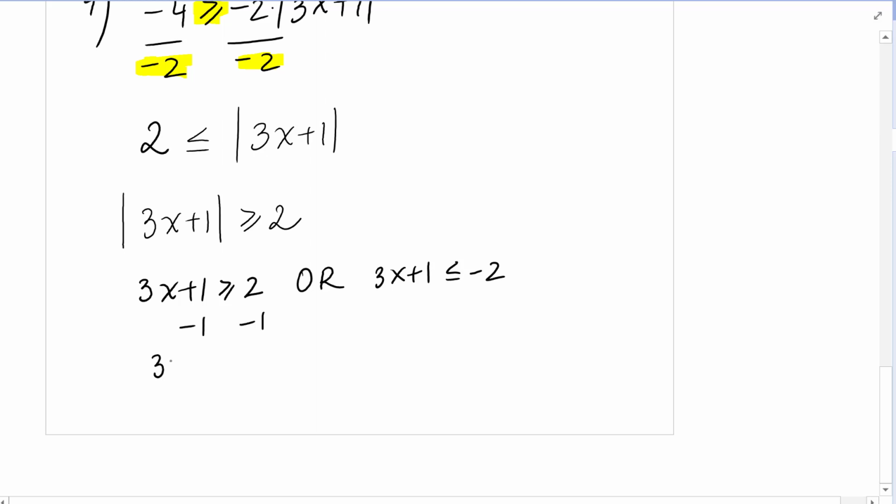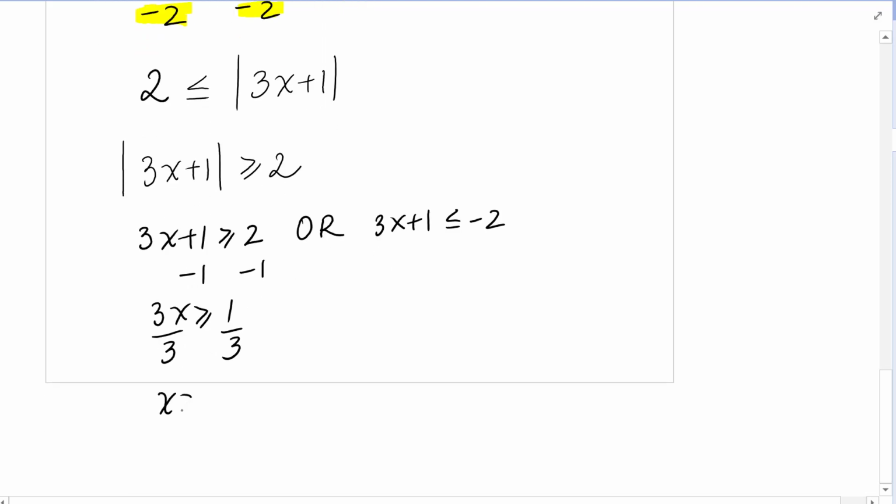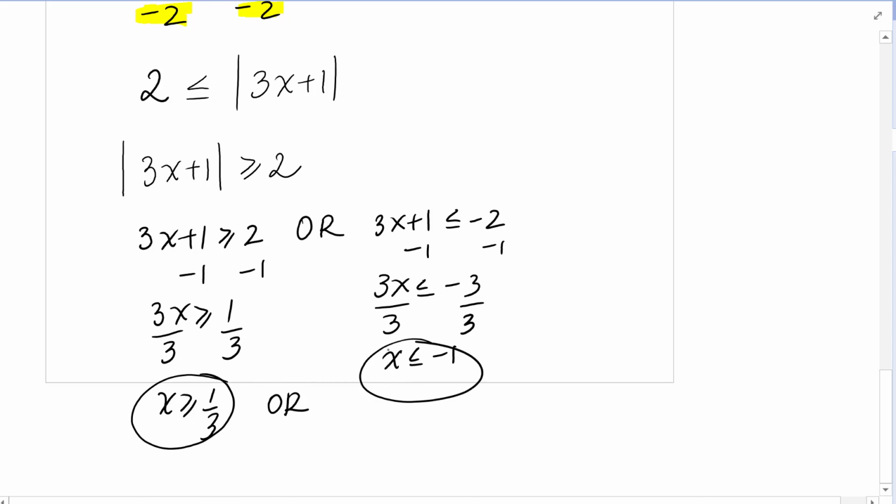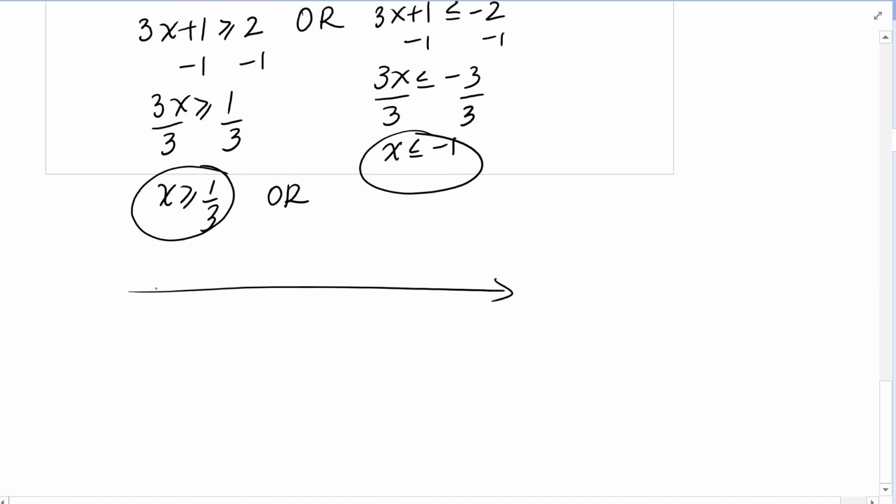So I'm going to subtract 1, 3x greater than or equal to 1, divide by 3, and we get x greater than or equal to 1/3, or we subtract 1, 3x less than or equal to negative 3, divide by 3, and we get x less than or equal to negative 1. So we got these two, which let's graph. Negative infinity, positive infinity, negative 1 and 1/3. Less than or equal to negative 1, we go all the way to the left and we put a bracket. Greater than or equal to 1/3, we put a bracket and we go all the way to positive infinity.